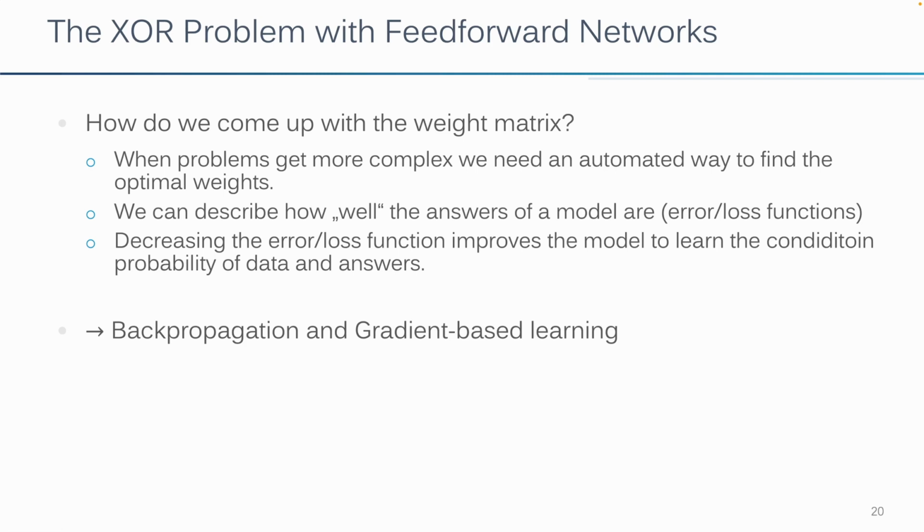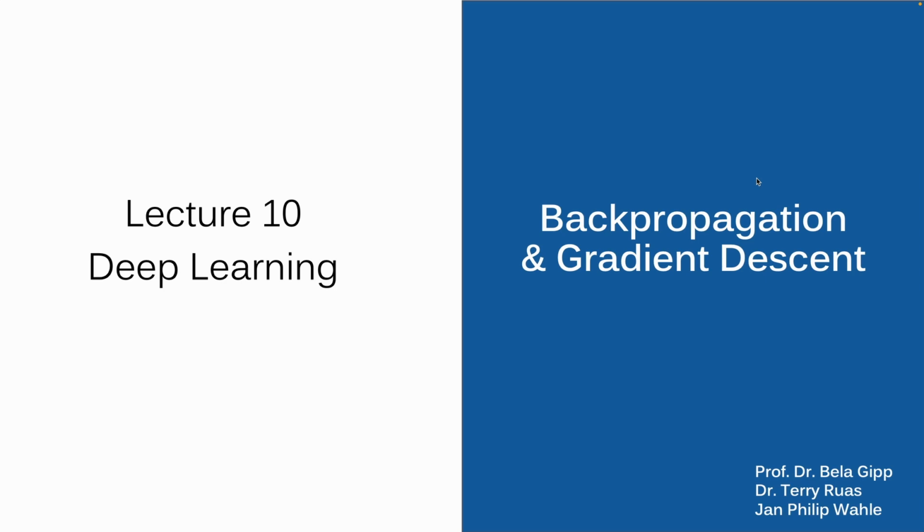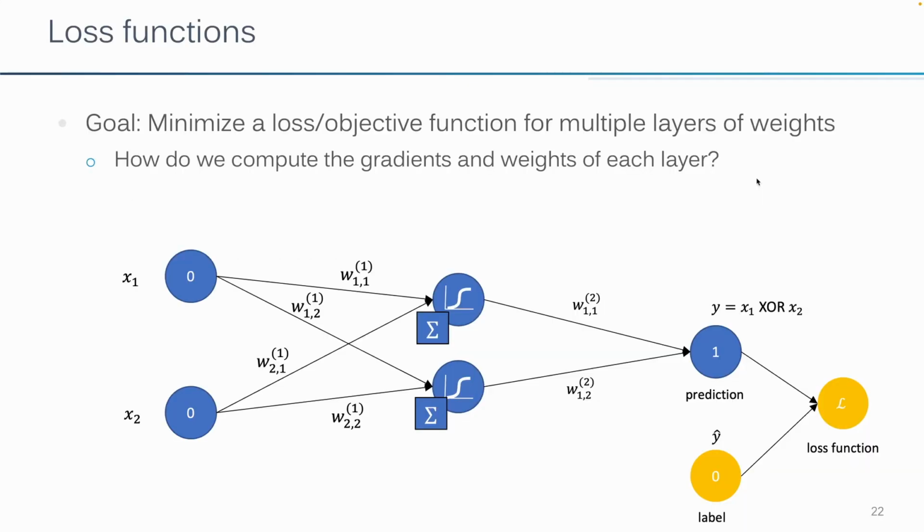And then we want to decrease this function in a similar way that we had before, but more generalized, using gradient-based learning, and then backpropagation, which means we want to backpropagate all the weights through the network. So that's where we come to backpropagation and gradient descent, which is the most used algorithm for deep learning. And the goal is to minimize this loss function.